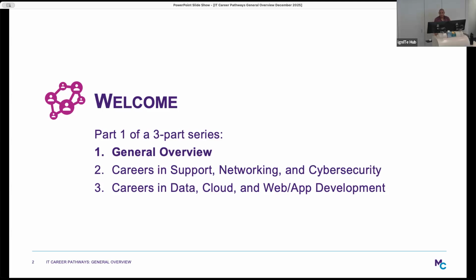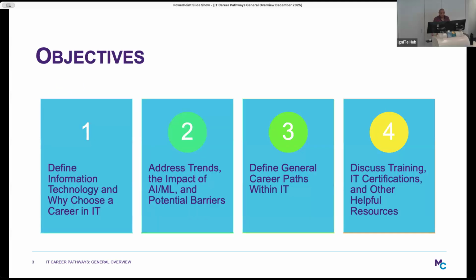Okay. So objectives. This is what we're trying to cover today. We're going to define information technology and why choose a career in information technology. Then we're going to address the trends, the impact of artificial intelligence and machine learning, and potential barriers to getting into the field of information technology.